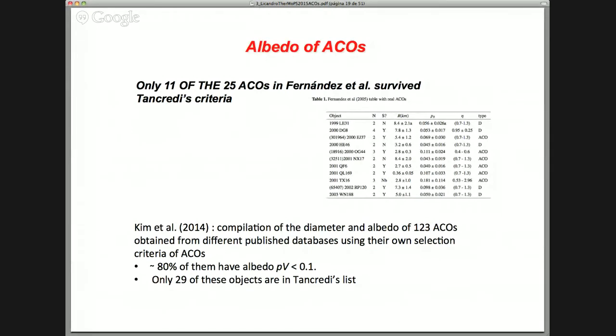compiling diameters and albedos of some ACOs obtained using the Tisserand criteria only, from different sources, but mainly the WISE data, albedos and diameters already published, and found that 80% of them have albedo smaller than 10%, so primitive objects, but only 29 of these objects are in the Tancredi list.